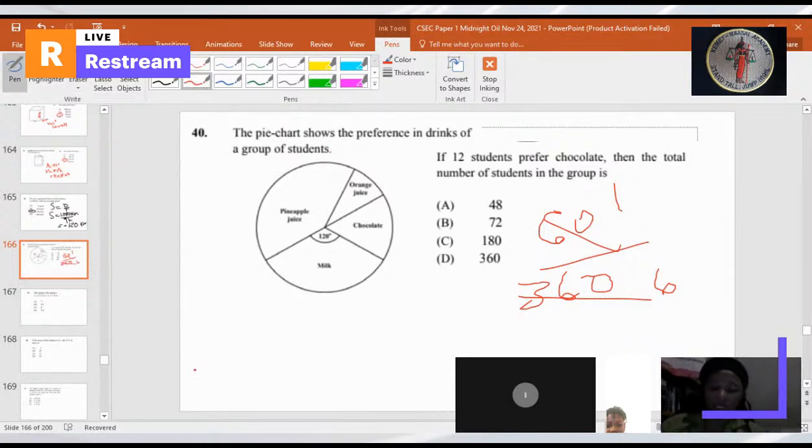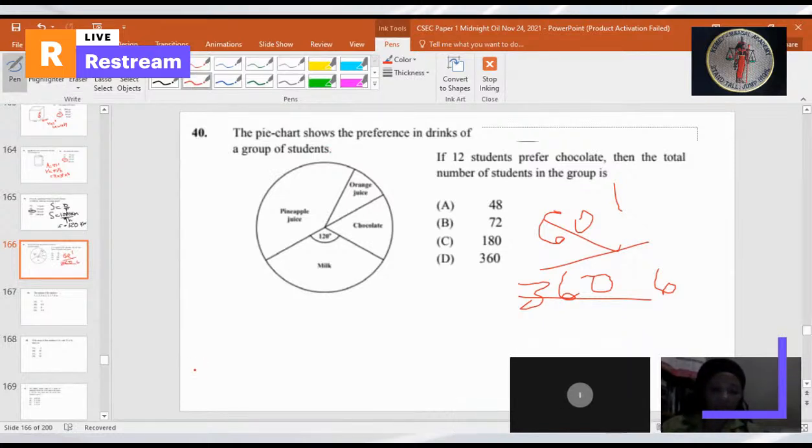So what we did is we saw that these two are on the straight line, so the two of them together represent 180 degrees. This is 120 degrees, so the chocolate would represent 60 degrees. So 60 out of the full 360 is 1/6, and that represents 12 students. So we're saying 1/6 of which number would give 12? The number would be 12 times 6, which is 72.